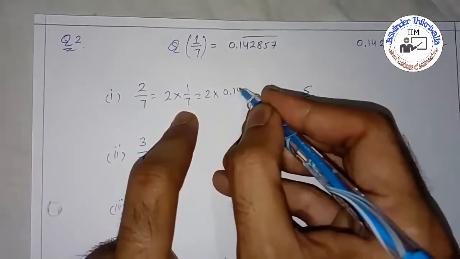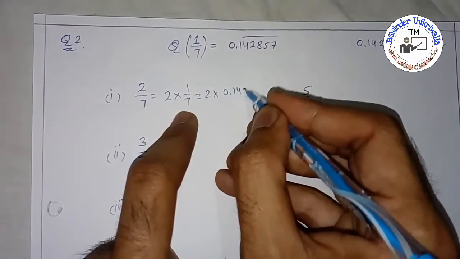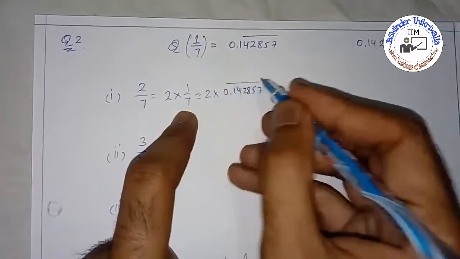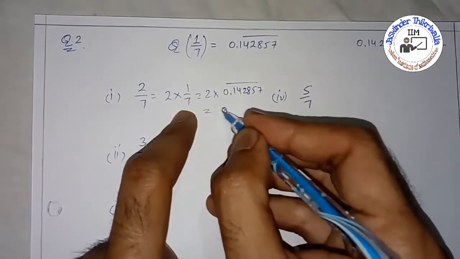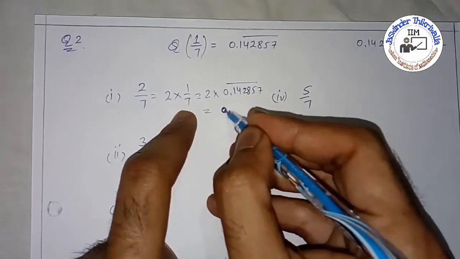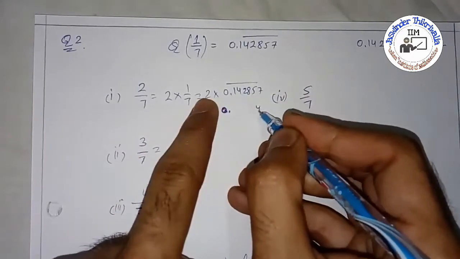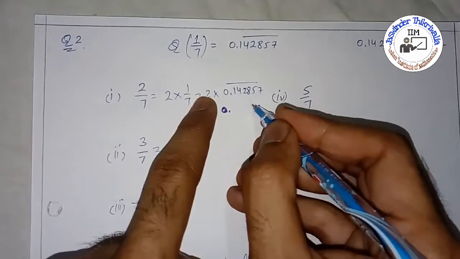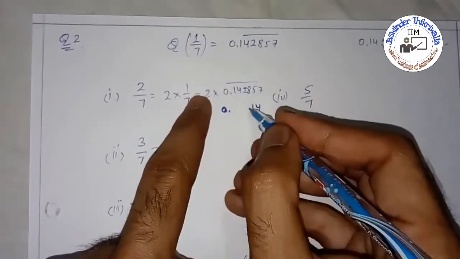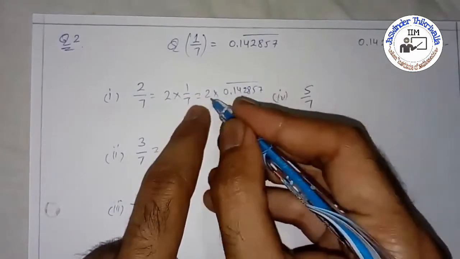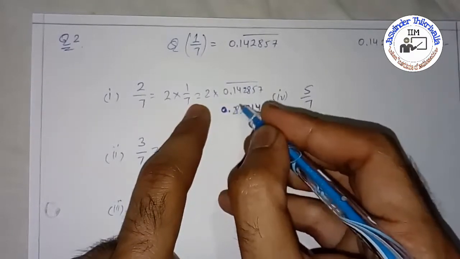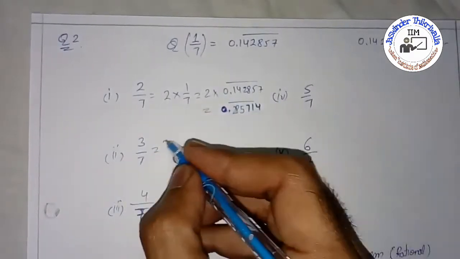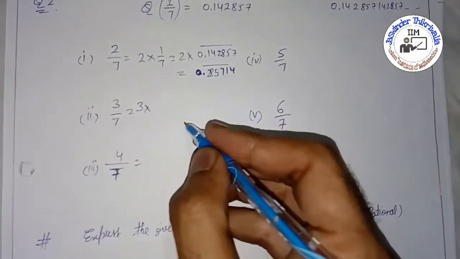That is 0.142857. So now multiply it with the 2, you will get the answer 0. point, multiply with the 2: 7 2s are 14, 1 carry; 5 2s are 10 plus 1 is 11, 1 carry; 8 2s are 16 plus 1 is 17, 1 carry; 2 2s are 4 plus 1 is 5. Okay, 4 2s are 8, 2 2s are 4. Like this way you can multiply this with the expansion of 1/7.